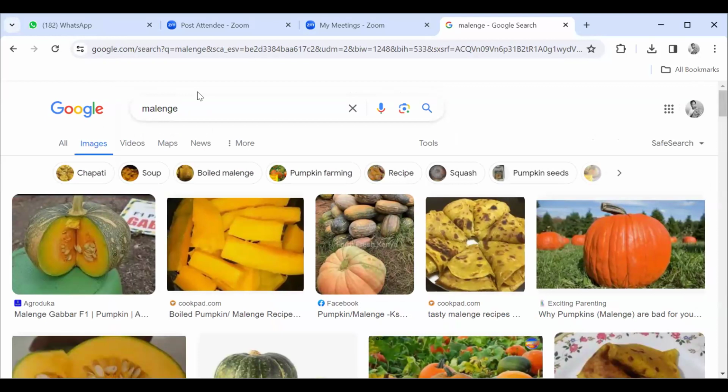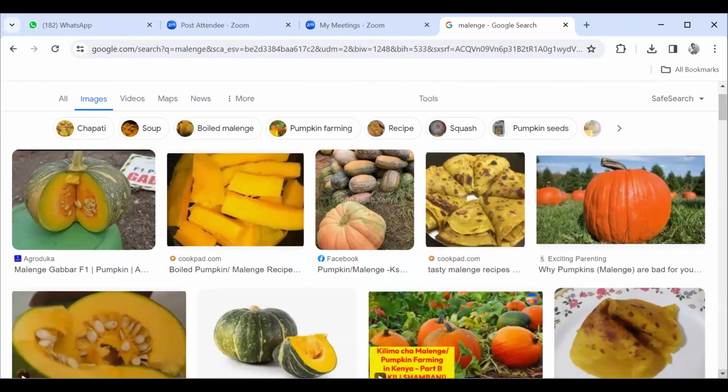We call it buga. Buga. Yeah. Yeah, booga. I just know it as pumpkin. In the allotment, it's pumpkin. Yeah, so basically, in Swahili, it's called malenge. Malenge. Yeah, so also this you can use for your breakfast.